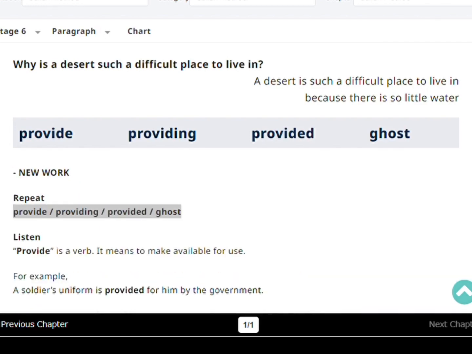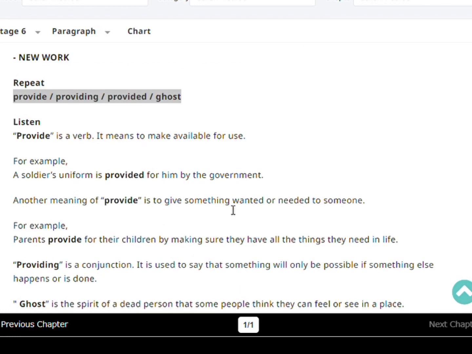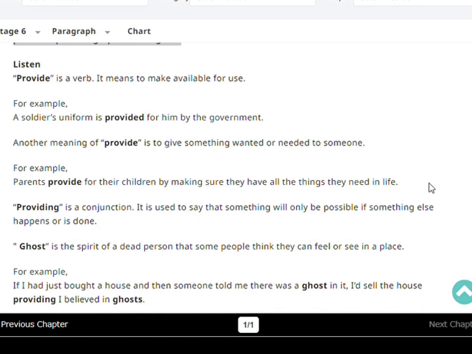Next, repeat. Provide, providing, provided. Very good. Okay, listen. Provide is a verb. It means to make available for use. Okay, for example, a soldier's uniform is provided for him by the government. Another meaning of provide is to give something wanted or needed to someone.